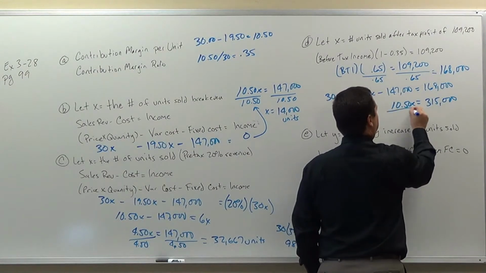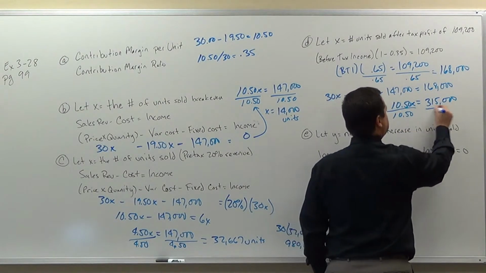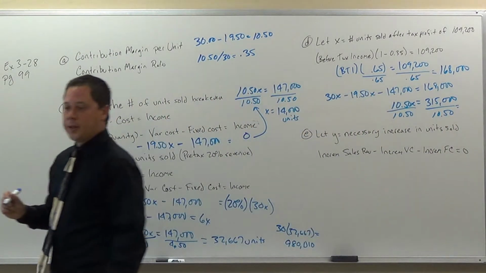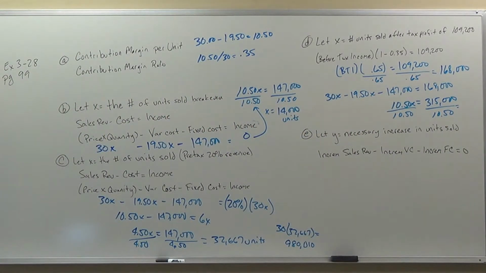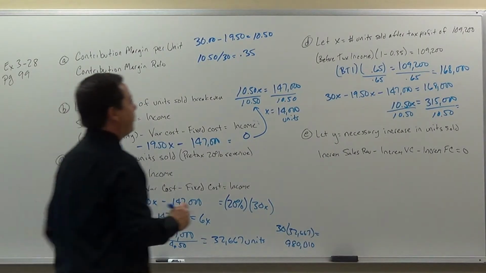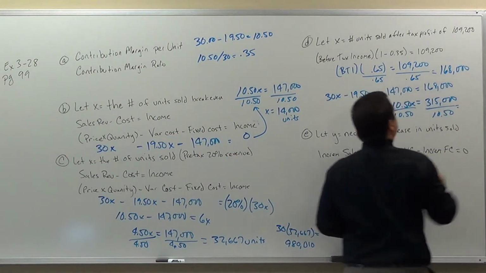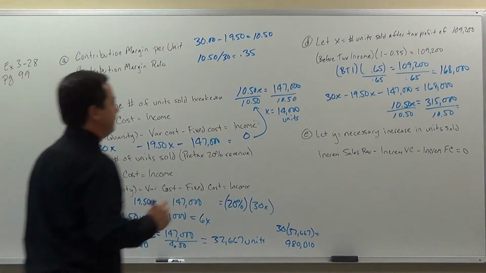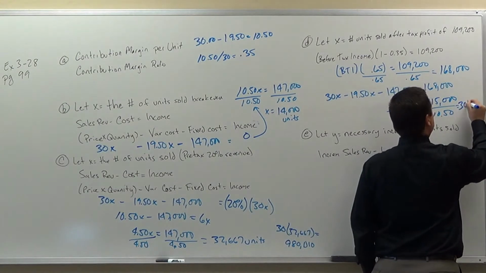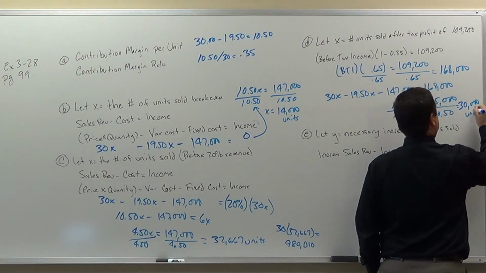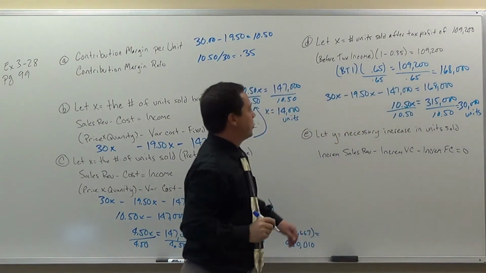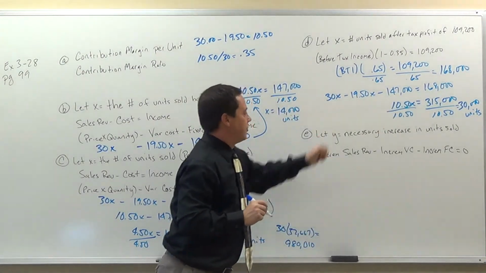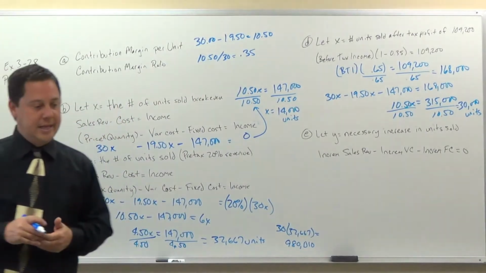So it's a 1050x. And then I'm going to divide each side by 1050, and that will give us the amount of units that we need to generate an after-tax profit of 109,200. And so that number is 30,000 units. So again, same equation, walked ourselves through it, and we came up with the different values for that. So that is letter D.